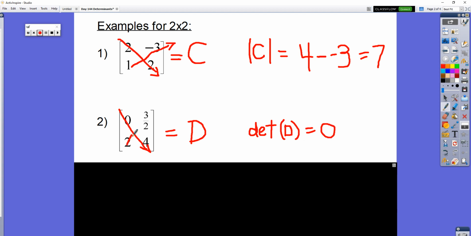And then you're going to multiply the numbers along this diagonal. 2 times 3/2 is 3. But because it's going the wrong way, we're going to be subtracting that. So that gives us a final answer of -3. 0 minus 3.